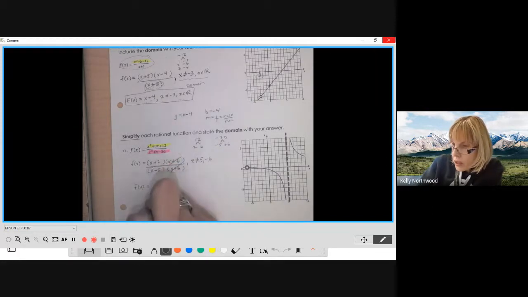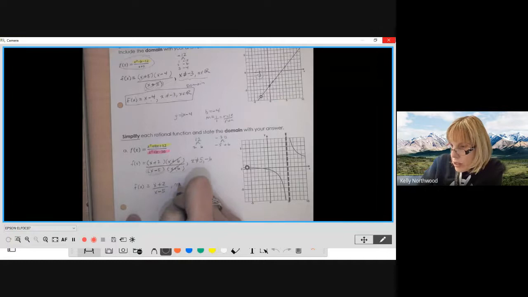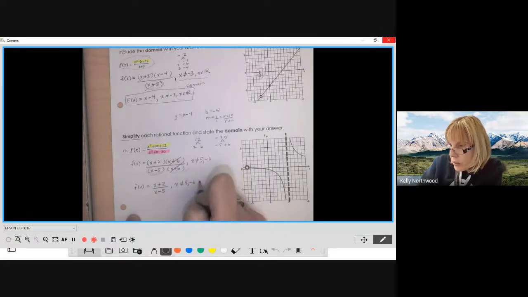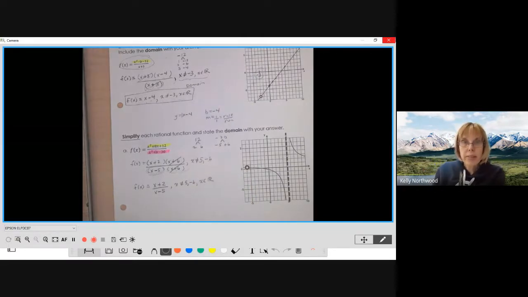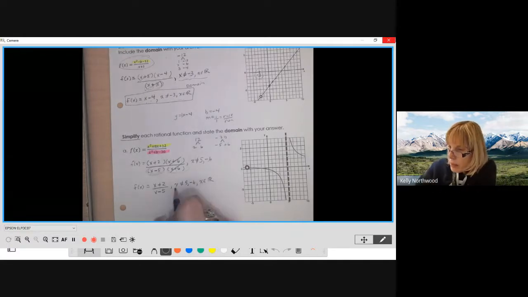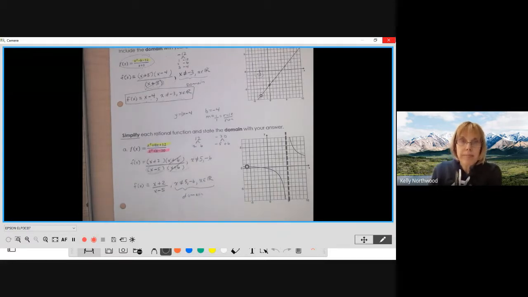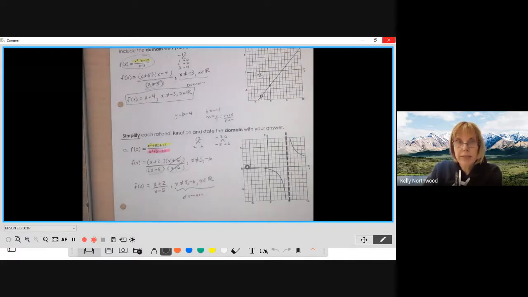So our simplified expression is just going to be f of x equals x plus 2 over x minus 5. But then I have to tack the domain on. So I take my restricted values, 5 and negative 6, and then I also add on that it could be any other real number. So any real number other than 5 or negative 6 is the domain there. So again, this part represents the domain, but it's very important that you add it on when we're talking about functions, because that's where there's either going to be an asymptote or a hole in the graph.